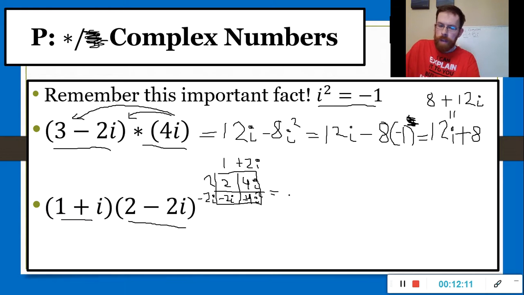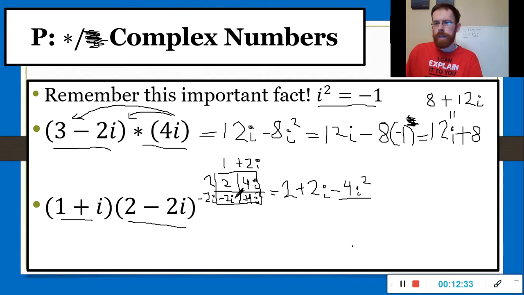There's nothing to combine with that 2, so I just write the 2 out. But these two in the middle are like terms, so you combine them. What's 4i minus 2i? Well, that's a 2i. And then nothing is with that bottom, so that's a minus 4i squared. Now once again, I never want to see that on a final answer on a paper.